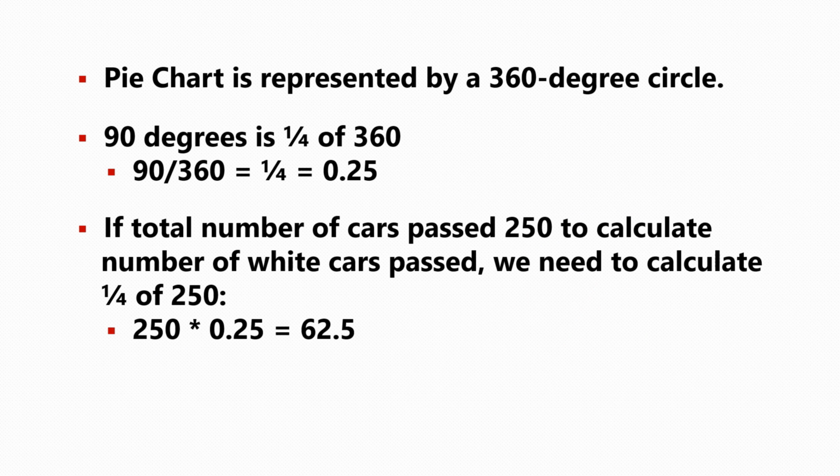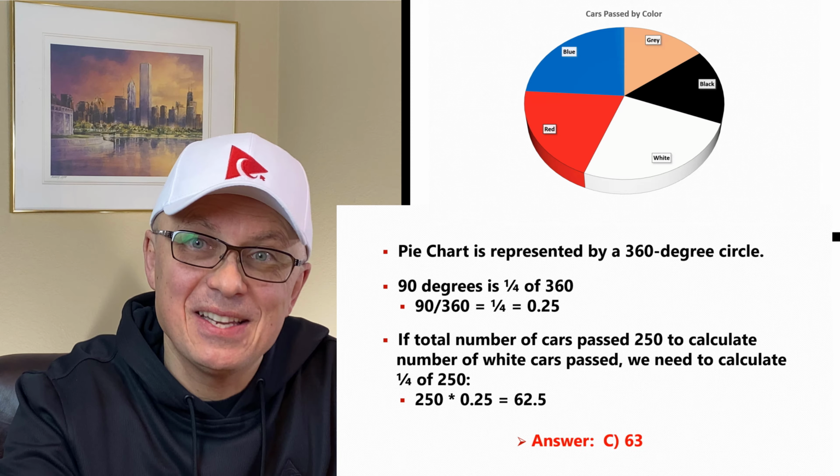If the total number of cars that passed the traffic light is 250 and it's represented by a 360-degree circle, to calculate the number of white cars that passed, we need to multiply 250 by 0.25. So the end result is 62.5. The closest value among the answers is 63. So the correct choice here is choice C, 63. Hopefully you've nailed this question and now know how to answer similar problems on the test.